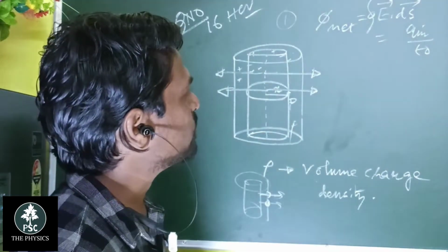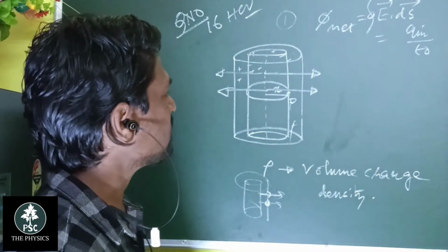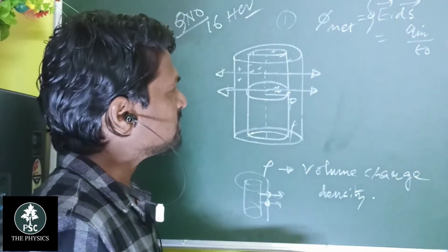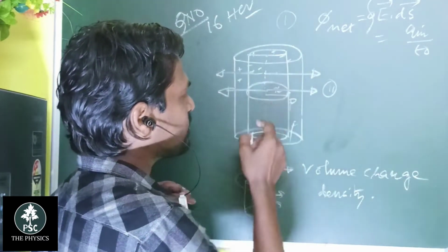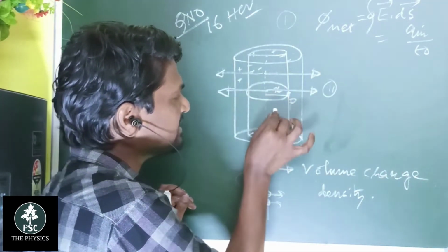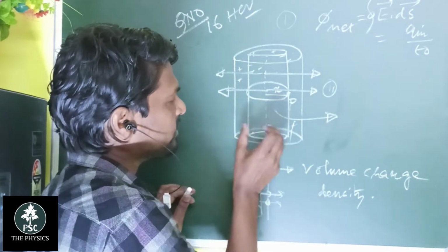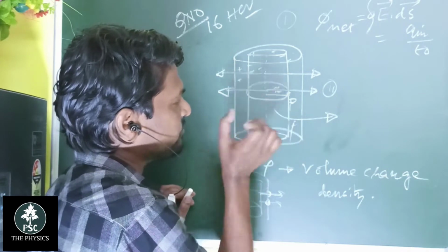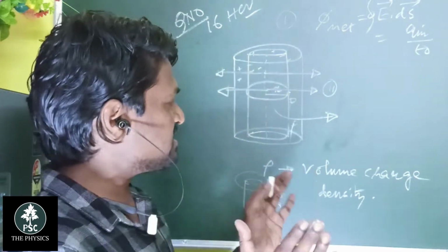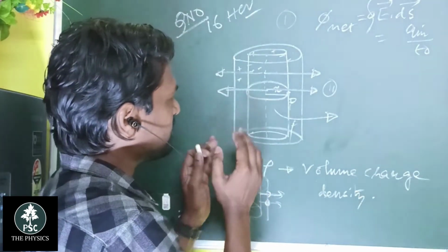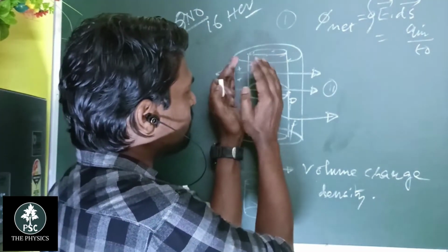So phi net equals the integral of E dot ds equals Q by epsilon naught. First of all, students, you have to calculate the charge content within this particular volume. So how can we calculate the charge content within this volume? The charge density is given, that is rho. So you have to calculate the volume of this cylinder.